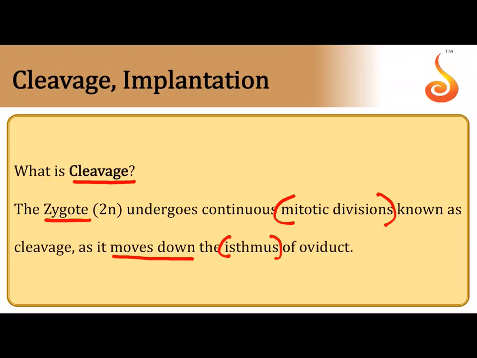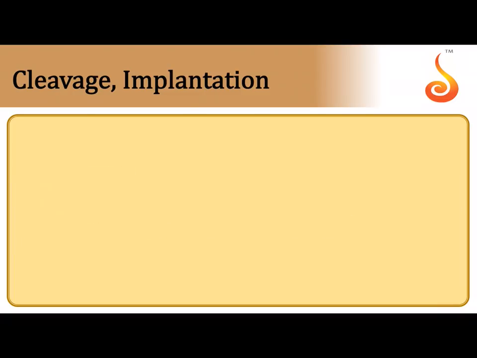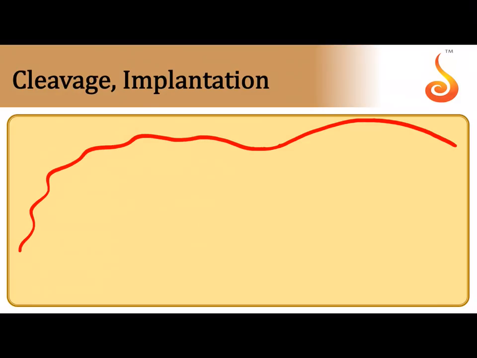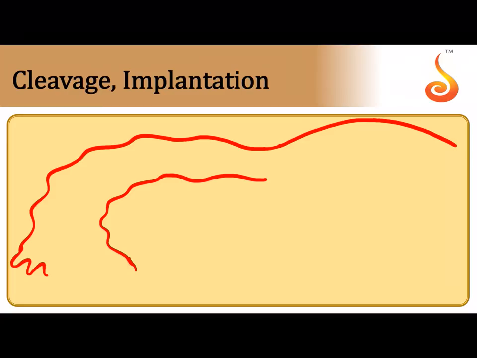Yes, now the zygote has started making its journey through the isthmus of the oviduct. That is where the cleavage has started now. Okay, so I will draw a diagram to explain what exactly is happening here. Imagine this is the uterus and this is the fallopian tube and this is the fimbriae part of it.